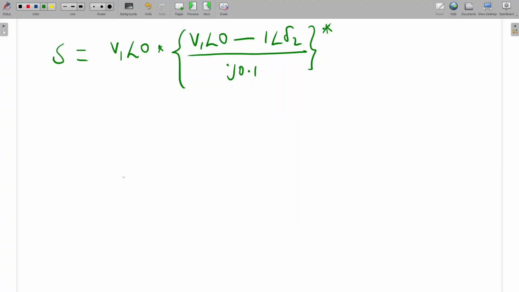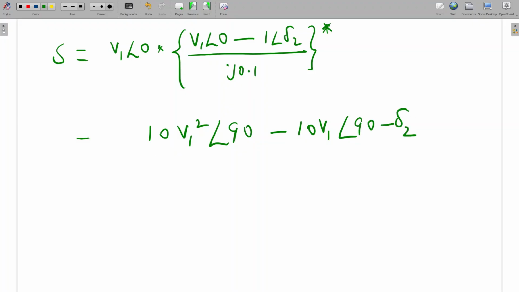So this is the apparent power. What will be the value? V1 square divided by 0.1, so 10 V1 square at an angle minus 90. Conjugate of minus 90 will be plus 90. In the second case, minus 10 V1 at angle delta 2 minus 90, so 90 minus delta 2. This will be the equation.